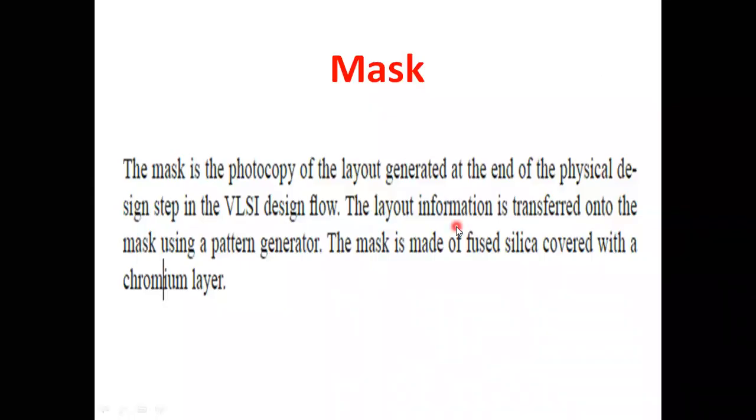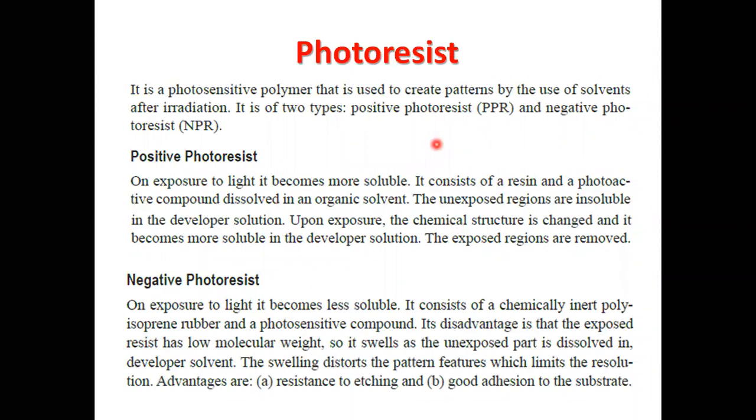Next, a very important topic is the photoresist. Now we need to know what a photoresist is and the types of photoresist. A photoresist is a photosensitive polymer that is used to create patterns by the use of solvents after irradiation. It is of two types: positive photoresist, also known as PPR, and negative photoresist, also known as NPR. So let us see what a positive photoresist and a negative photoresist are.